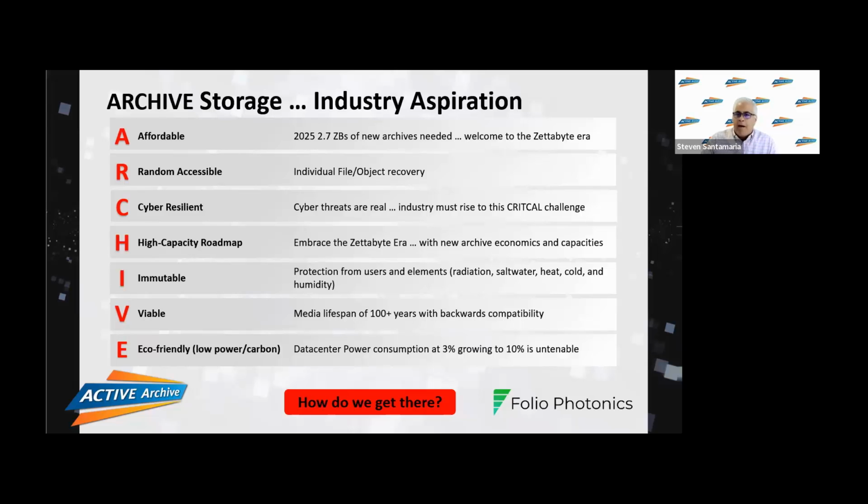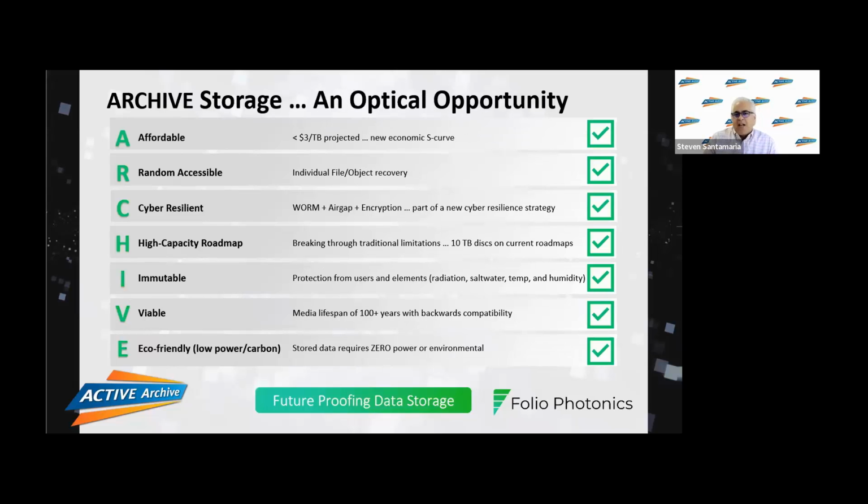So how do we get there? The next slide, Ken. I'll just check the box. You can follow up with me, but there are new S curves. There are new dollar per terabyte numbers coming out. Optical has an opportunity, we believe, through the affordability, the random access, resilience, and our capacity. I don't have our roadmap, but there are roadmaps out there. You can see it. It's a really unique product that's having some breakthrough moments.